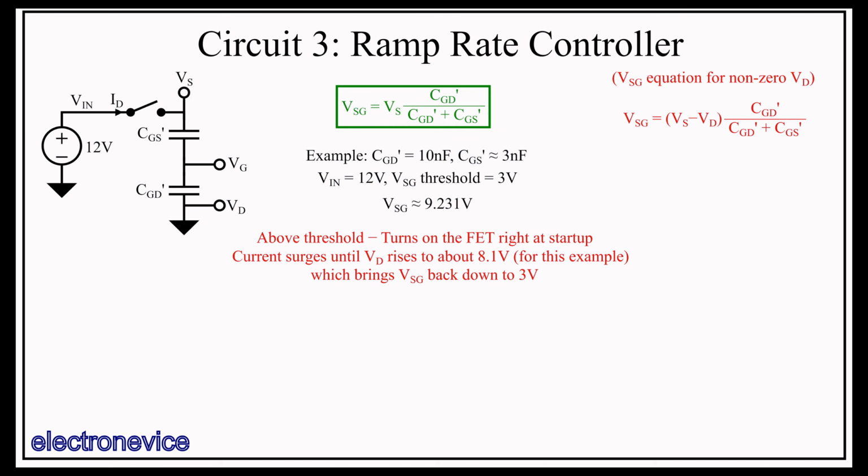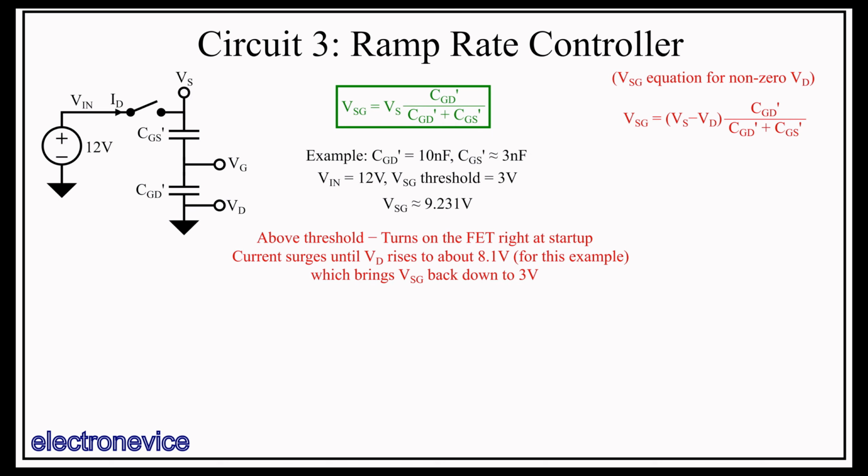This actually breaks our assumption of VD being equal to 0, since the FET turning on will bring that voltage up, and so we have to make a slight adjustment to the equation to get VSG for non-zero VD. Under these circumstances, VD would jump up to about 8.1 volts before that effect would bring VSG back down to the threshold. So the output voltage would not go all the way up to 12 volts. However, a near instant jump of 8.1 volts obviously triggers a surge of current to charge the capacitor, which defeats the entire point of the soft start circuit.